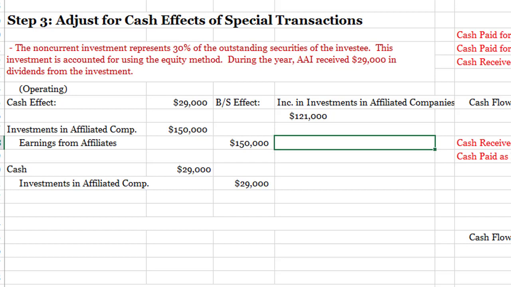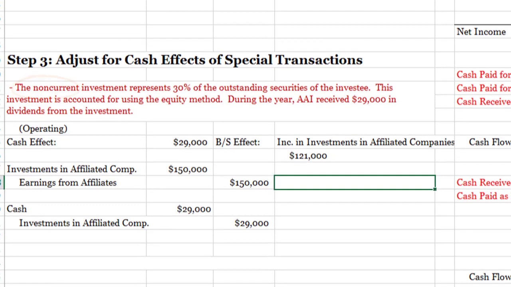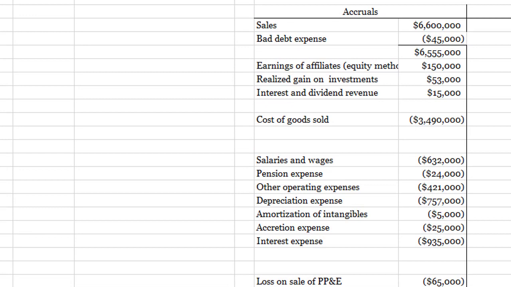What it doesn't keep track of is what goes into my worksheets. If this was an investing or financing activity, I would just put cash received as dividends, $29,000, and that would do it. But my worksheet for my operating section starts with my income numbers. And here's my number right up here, this 150,000. So what I need in my adjustments column is my change, not the actual cash amount.